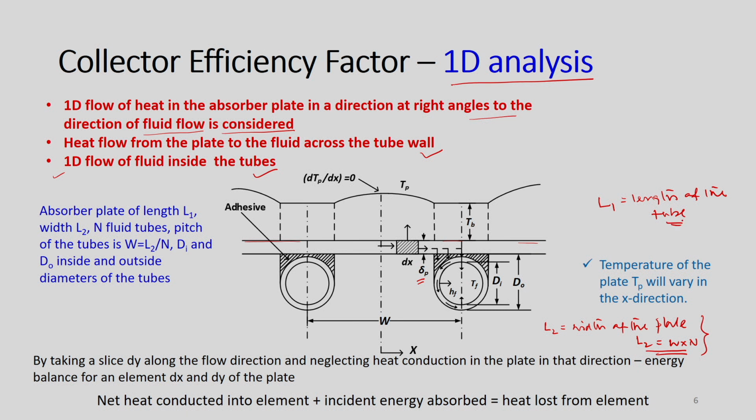Okay. And di is the internal diameter of the tube and d naught is the outer diameter of the tube. And as you can see, these dashed lines are nothing but the adhesive used to bond this tube here to the absorber plate. Okay. So, let us concentrate on this small section here.